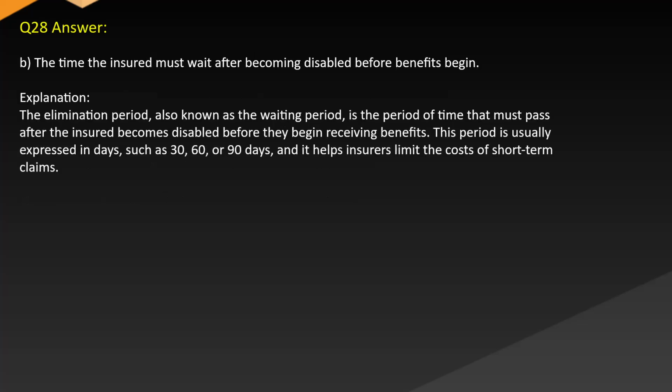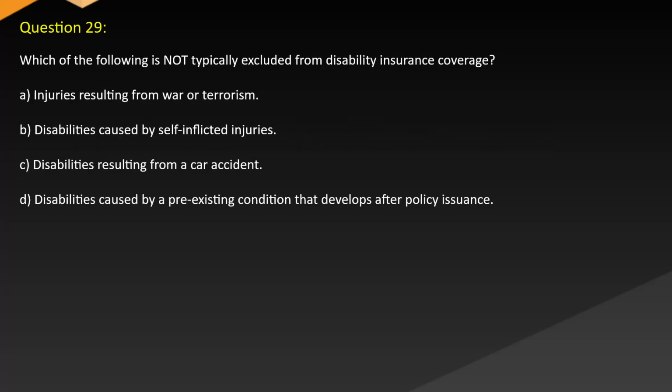Answer: B. The time the insured must wait after becoming disabled before benefits begin. Explanation: the elimination period, also known as the waiting period, is the period of time that must pass after the insured becomes disabled before they begin receiving benefits. This period is usually expressed in days, such as 30, 60, or 90 days, and it helps insurers limit the costs of short-term claims.